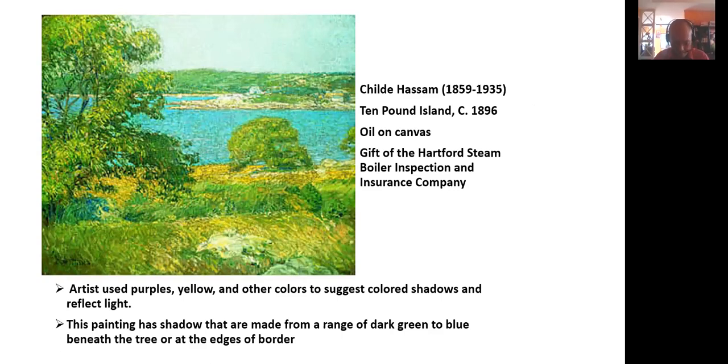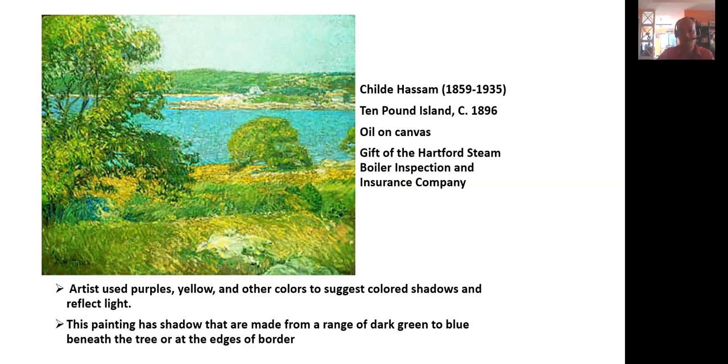So moving on. You can look at that example. It's an oil on canvas. So artists use the colors of purples, yellow, and other colors to suggest colored shadows and to reflect light. So this painting has shadows that are made from a range of dark green to blue, like beneath the tree at the edges of a border.